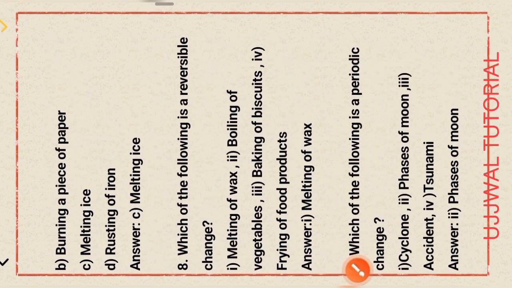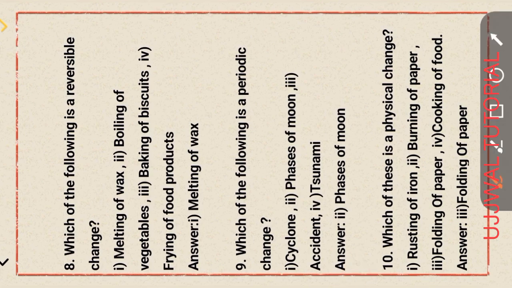Next question number 8. Which of the following is a reversible change? Melting of wax. It is a reversible change and also a physical change. Next question. Which of the following is a periodic change? That is the phase of the moon. It is a periodic change. But cyclone, earthquake, tsunami are non-periodic changes.